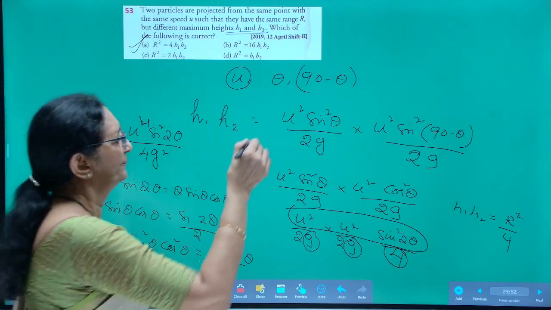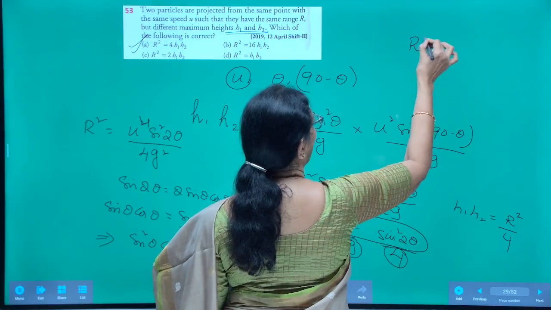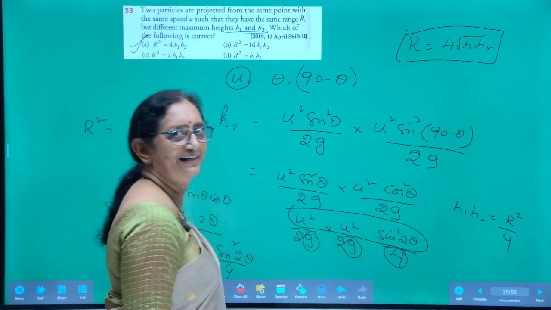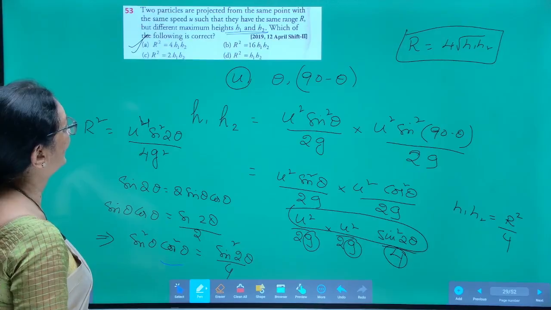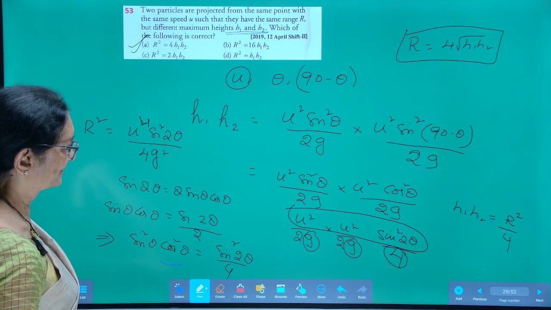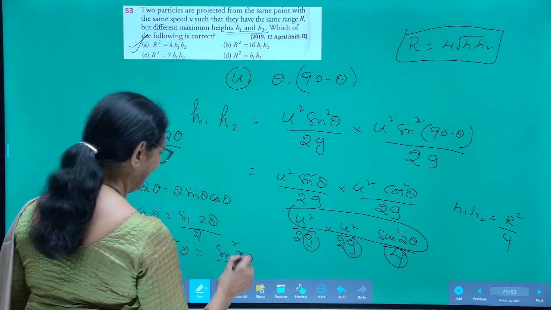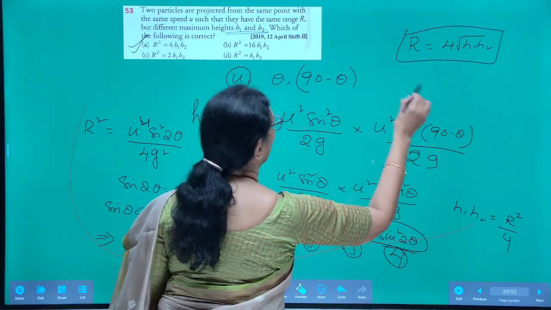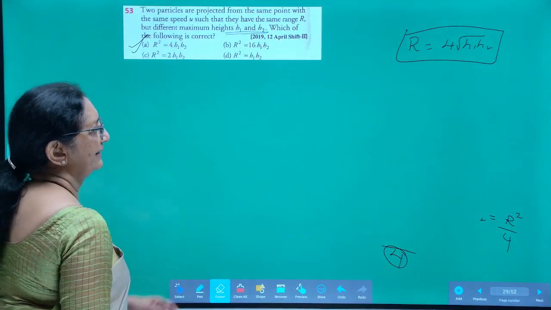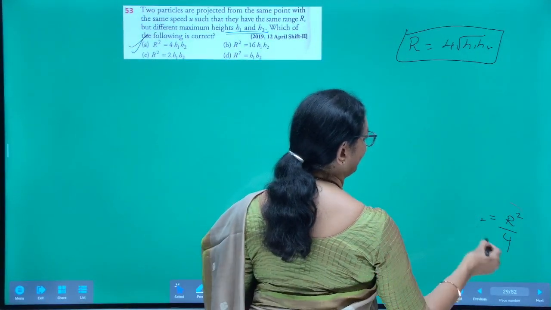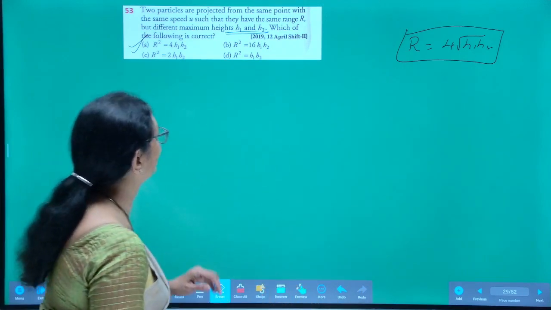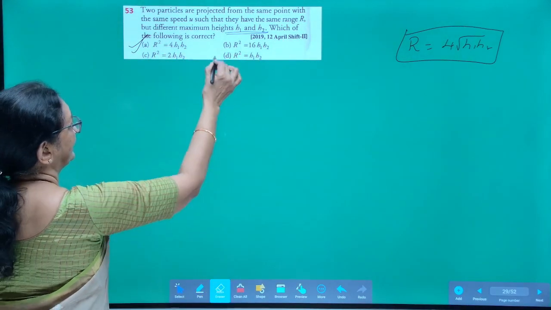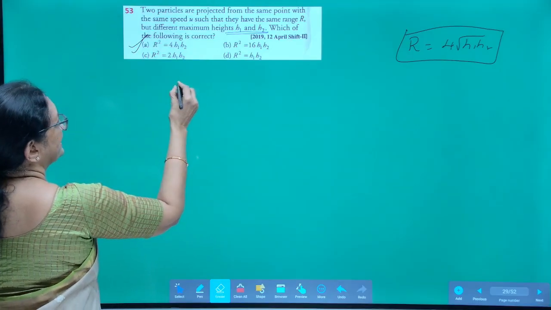But actually, we solve this as R is equal to 4 root H1 H2. If you know that relation, it is so simple. Just a minute. Let us come back to this once again. So, here let us go back to this problem. From that relation, we know that relation already from derivation, then R square is equal to 16 H1 H2 must be the correct answer. Look here, let us prove that.